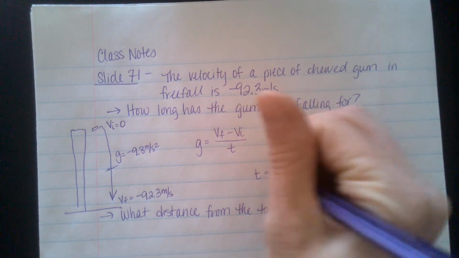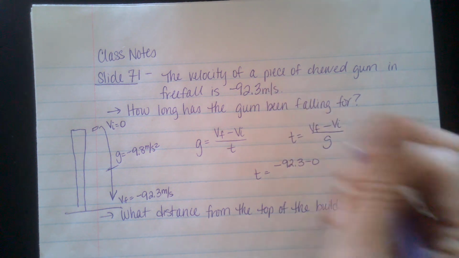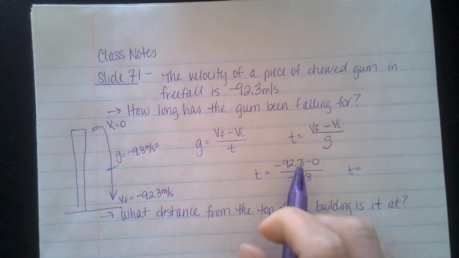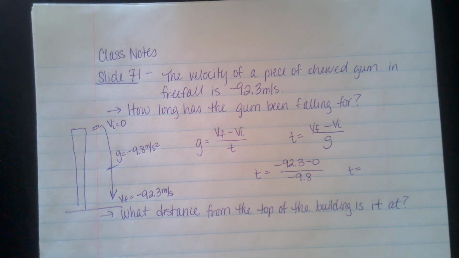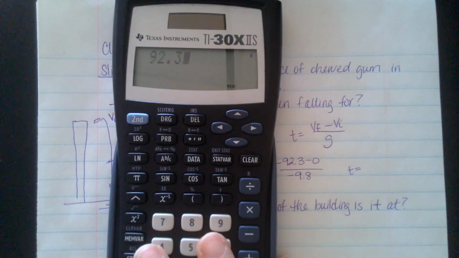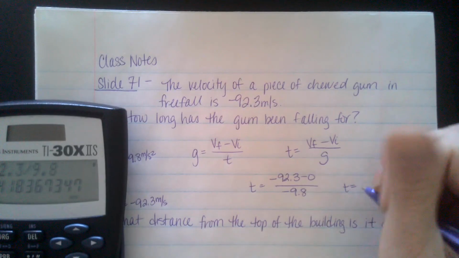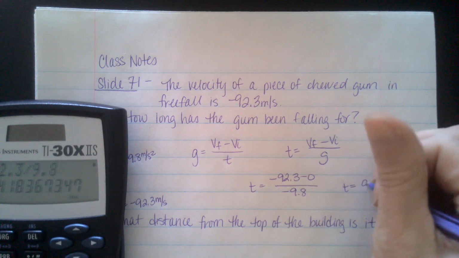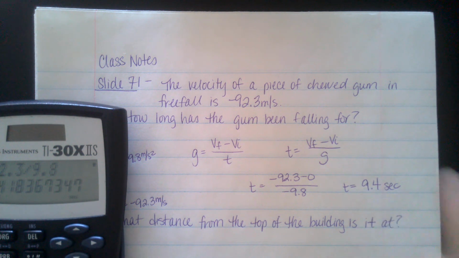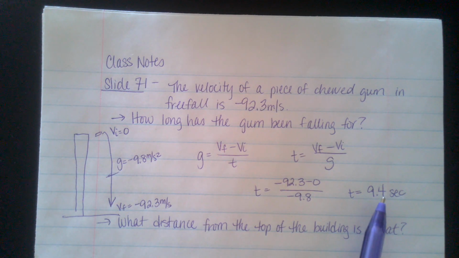Let's plug in what we know. VF was negative 92.3, VI was 0, and G was negative 9.8. I usually take out the units when I do the work, just so it doesn't confuse the equation, and then I'll add them in at the end. So 92.3 divided by 9.8 is 9.4. The negative signs cancel, which is good. We can't have a negative time. If you end up with a negative time ever as your answer, you did something wrong. So it's been falling for about a little over 9 seconds.